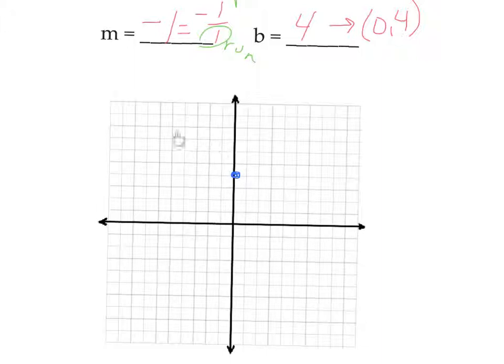And you could do it either way. You could do it up this way or down this way. Either way. Up 1 over 1. That's going to put points like this, or you can go down like this. Either way, you end up with this line.